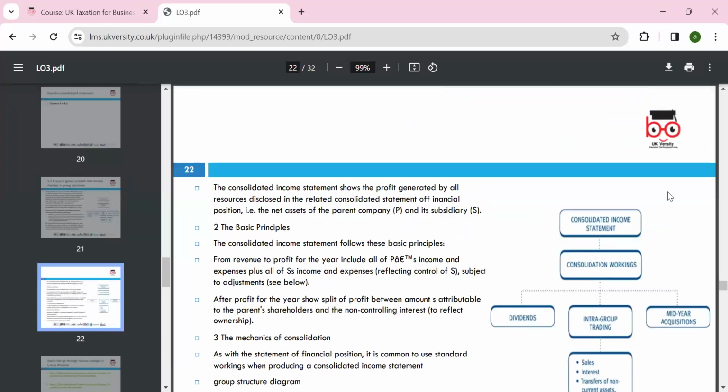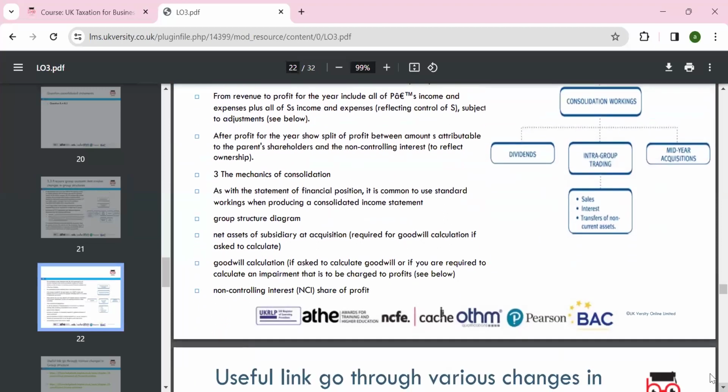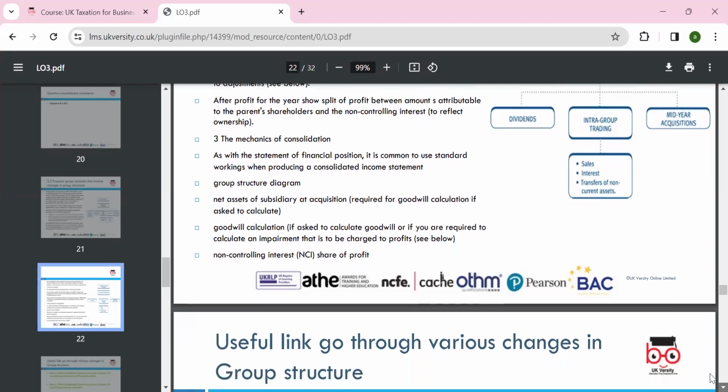The consolidated income statement shows the income generated, with all the resources and disclosures related to the consolidated statement of financial position, showing the net assets of the parent and the subsidiaries, which we mentioned earlier. Any changes made mid-year need to be apportioned accordingly and separated. For the mechanism of the consolidated statement of financial position, commonly the standard workings produce the consolidated statement and the group diagram. In the group structure you can highlight the net assets of the subsidiary at acquisition and the goodwill calculations; all those we can highlight and show.